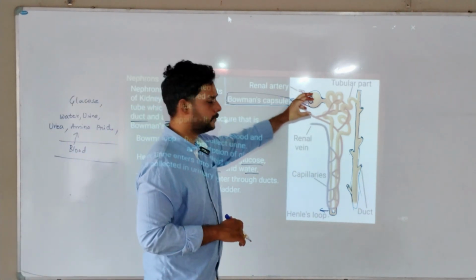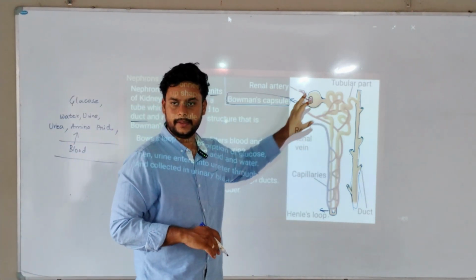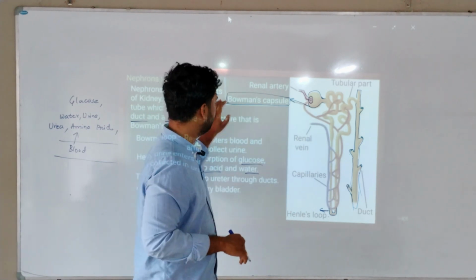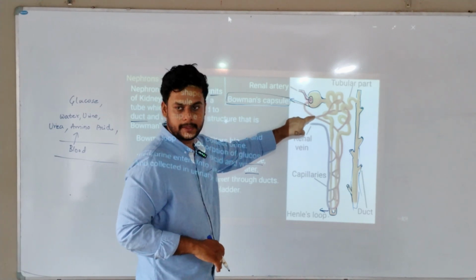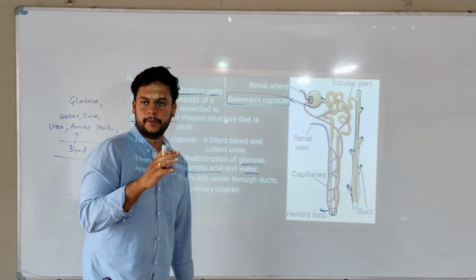First it will go to Bowman's capsule. This is there inside the kidney. So first it will go into Bowman's capsule, blood. When blood enters Bowman's capsule, it will filter there.